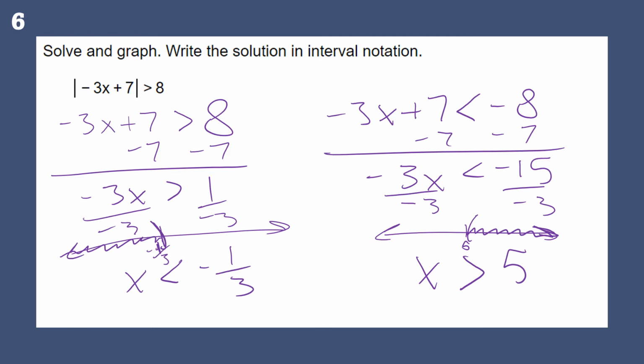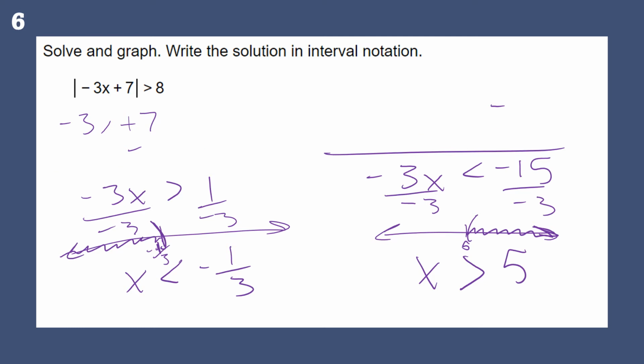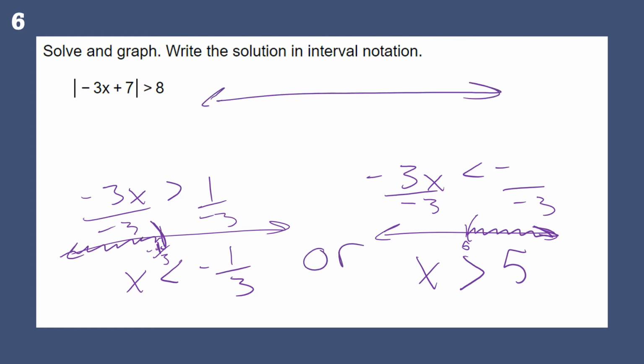So if I were going to graph them combined, what would I end up doing? Well, because it's an absolute value, and because I've got two of them, both of them are on the same graph. So I'm going to say negative 1/3 going this way and 5 going this way.